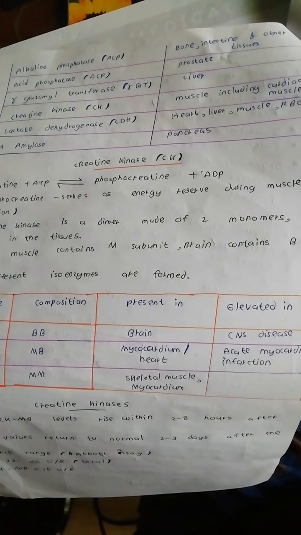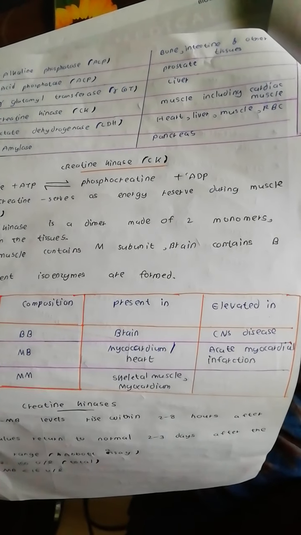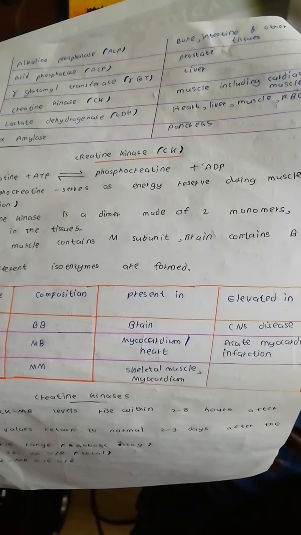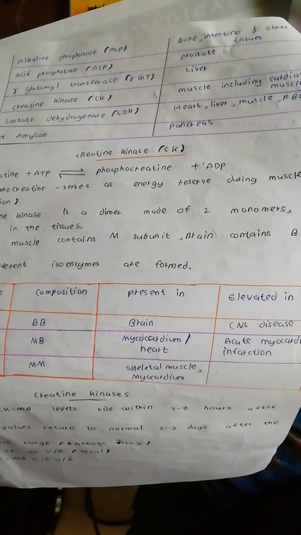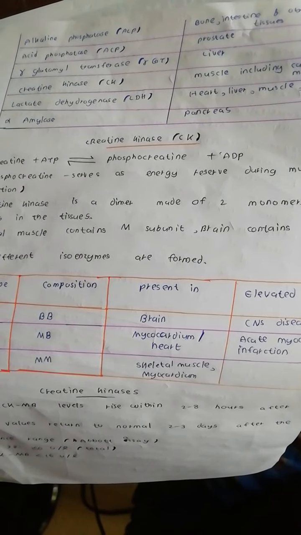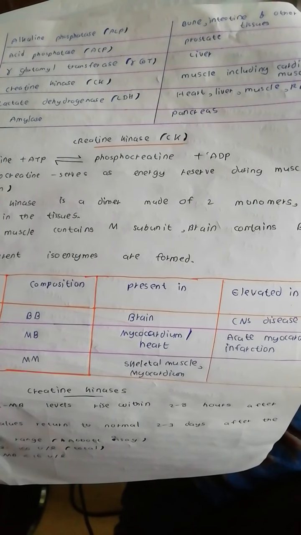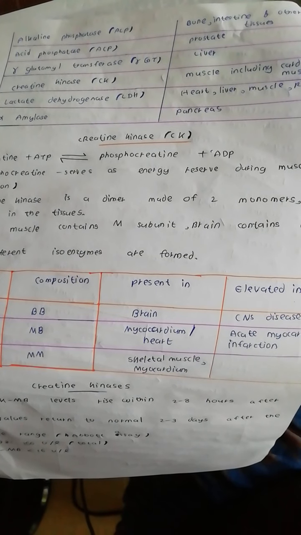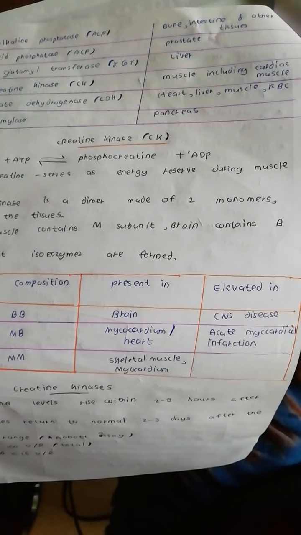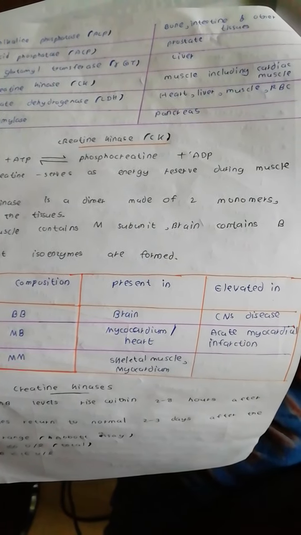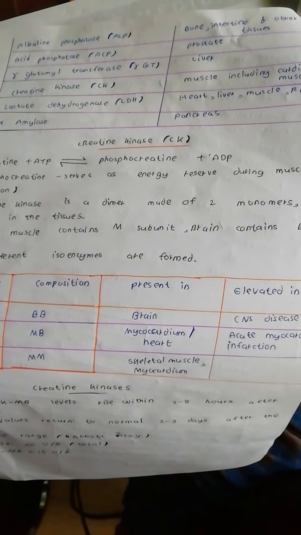Alkaline phosphatase, ALP: bone, intestine and other tissues. Acid phosphatase: prostate. Gamma glutamyl transferase: liver. Creatine kinase: muscle including cardiac muscle. Lactate dehydrogenase: heart, liver, muscle, RBC. Amylase: pancreas. Creatine kinase: creatine plus ATP becomes phosphocreatine and ADP.